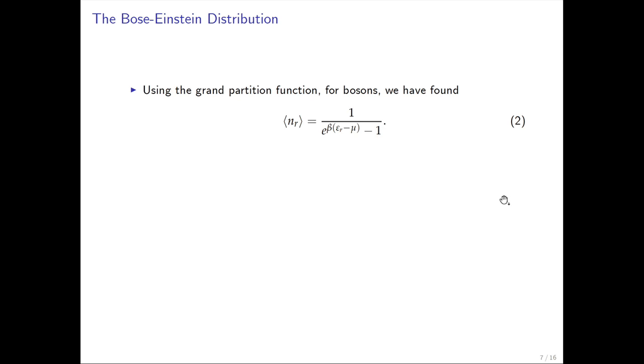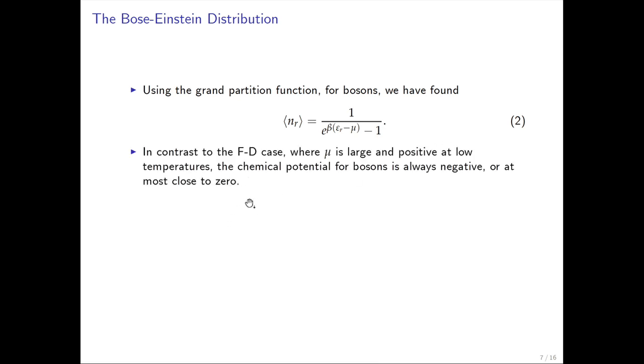All right, let's consider bosons now. Just to remind you what we found, the mean occupation number of state r depends upon the energy in this way: 1 over e to the beta (epsilon sub r minus mu), minus 1, and the key thing was the minus 1 here. So in contrast to fermions, or Fermi-Dirac statistics, where mu is large and positive at low temperatures, we'll find that the chemical potential for bosons is always negative, or at most close to 0.